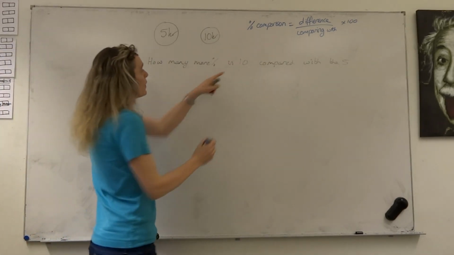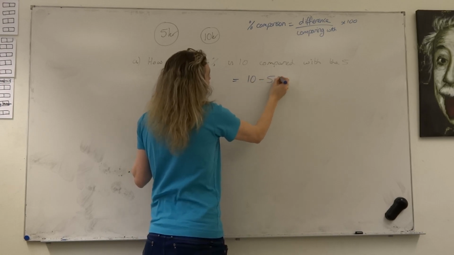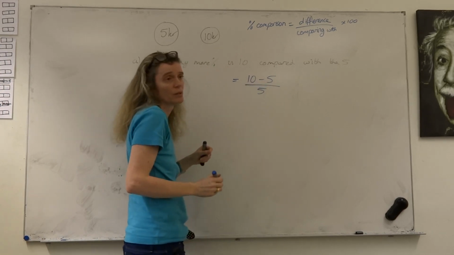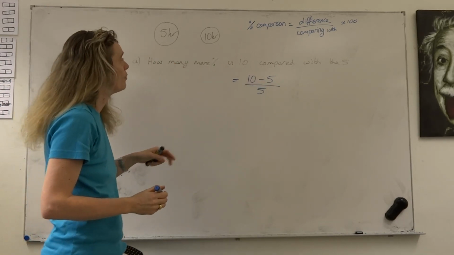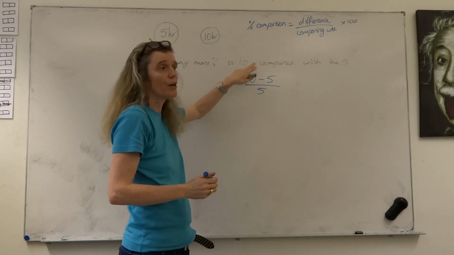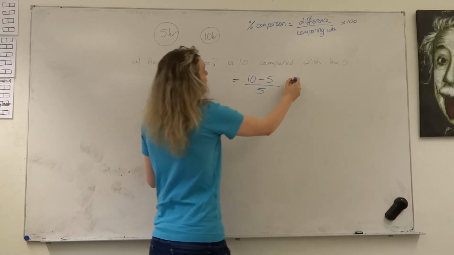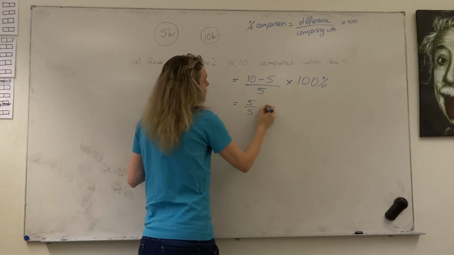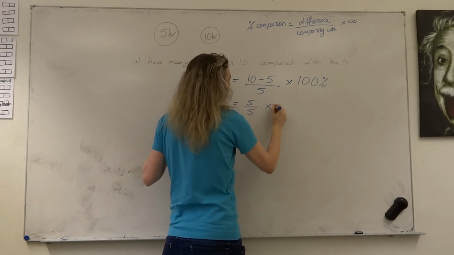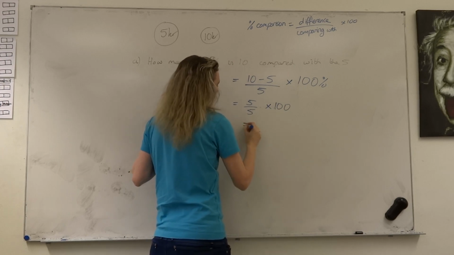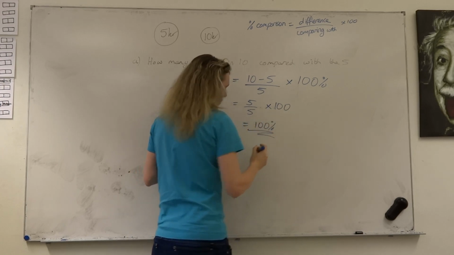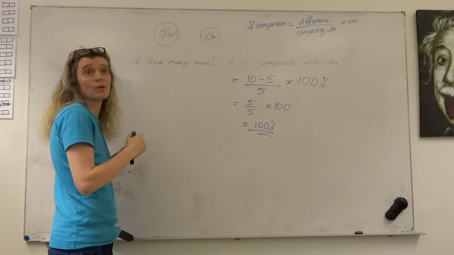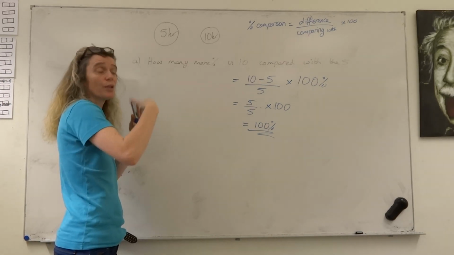So what we're doing here is we're taking the difference in price, which is 10 minus 5. We're comparing it with the 5, so we know that that's the one that goes on the bottom. So how much more money is the 10 krona worth compared with the 5 kronas? And then we multiply by 100% to change it into a percentage. So we get 5 over 5 times 100, which is 100%. So the 10 kronas is worth 100% more than the 5 kronas. And that's right, isn't it? It's double, so it's worth 100% more.